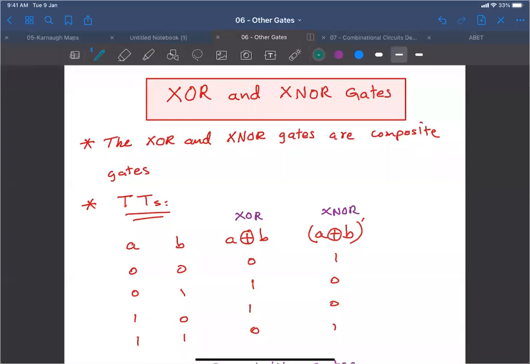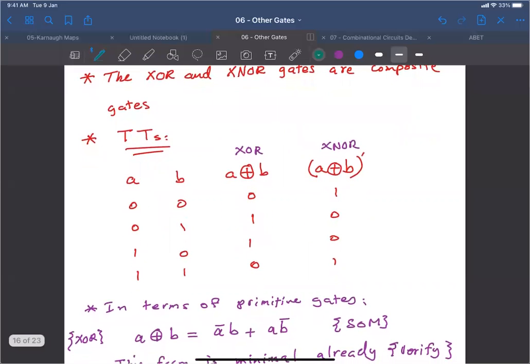These gates are composite gates. They are not primitive like AND and OR and NAND and NOR. The NAND and NORs are considered primitive gates. However, XOR and XNOR gates are composite gates, because you can see here from the truth table of the XOR gate that we have seen before.